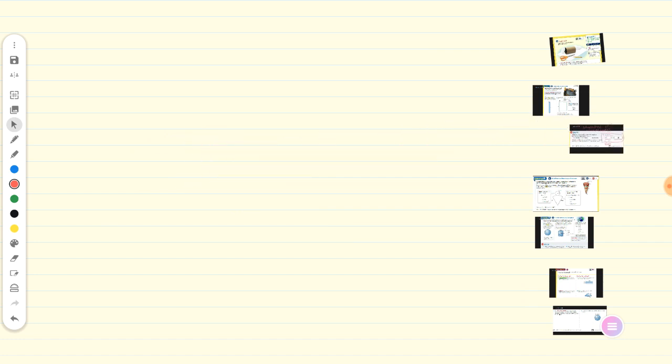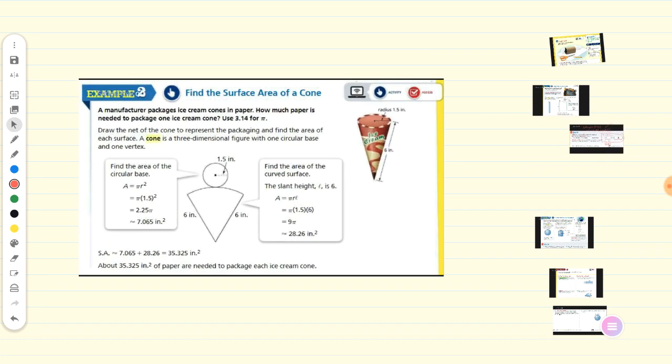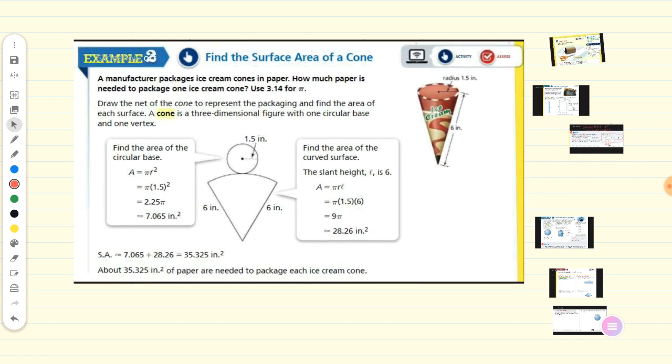Another example. What about the cone? The cone consists, as you see, of two parts: a circle and something like a triangle but with a curved side. We call this side the slant. Slant here is like the slope, and this is considered the height of the cone, the part of the cone.